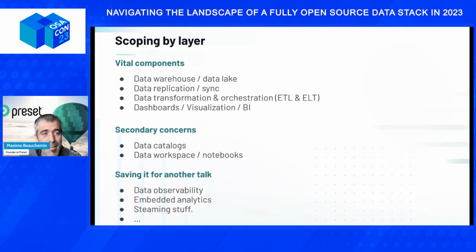So we'll talk about some of what I call the vital components. If you're a small startup or you start from scratch, a data team from zero, you're going to need a data warehouse or some sort of data warehouse. You're going to need data replication. You're going to need a solution for doing data transformation, as well as some sort of business intelligence, data visualization, dashboarding solution. So those are the primary things I'm going to try to talk about today.